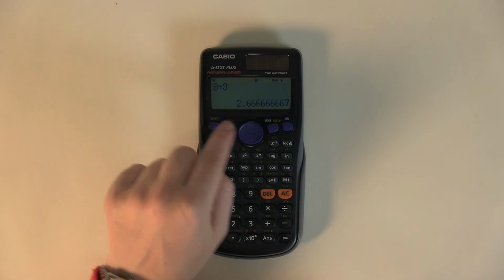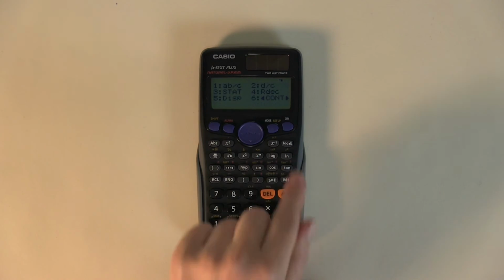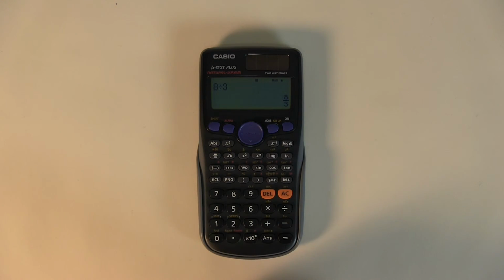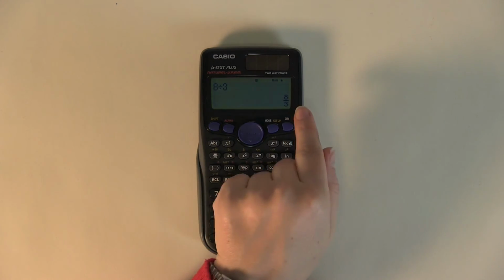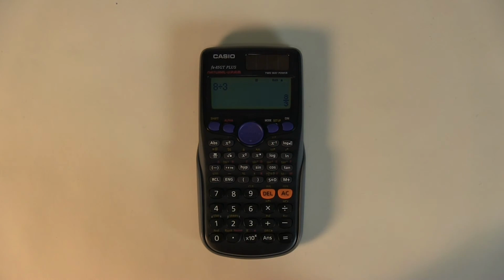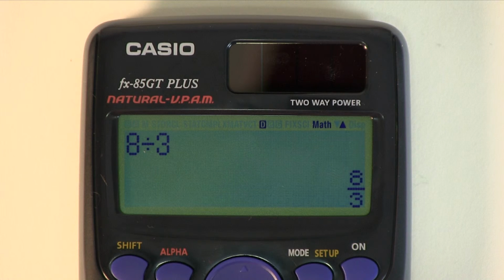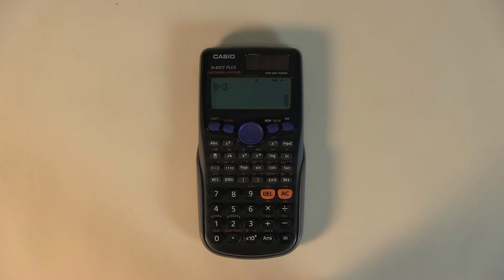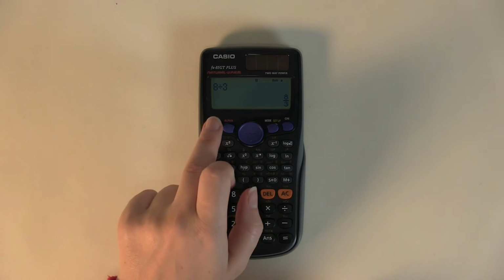Okay, let's go back to settings again, and if I choose 2 here, then the 8 divided by 3 gives me the 8 over 3, and then again the same decimal changes. I personally prefer this sort of final answer, but this is a personal preference. So if you prefer the mixed fractions, go for setting 1. I usually go for setting 2. Go back again.